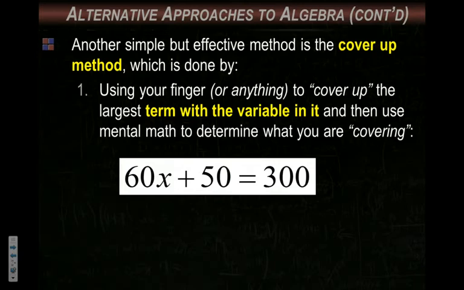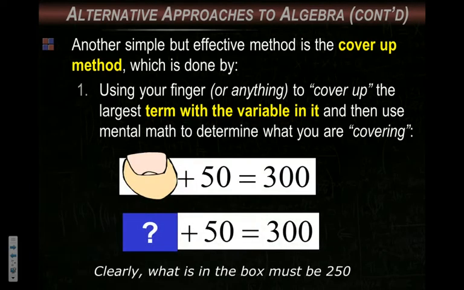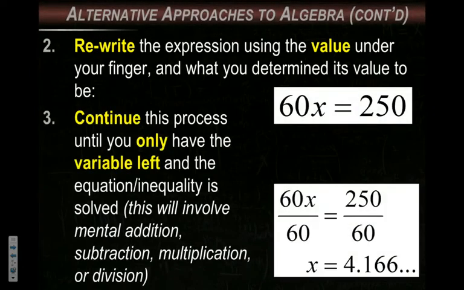Okay. So then what you do is the thing you just figured out, that 250, you write it down, and then you put an equal sign, and then you put what you just covered up on the other side of the equal sign. So I cover that, and I go, okay, what plus 50 equals 300? 250, that makes sense. So then I just rewrite it, and then I write what I covered. And then I could do it again. I could say 60 times what equals 250.